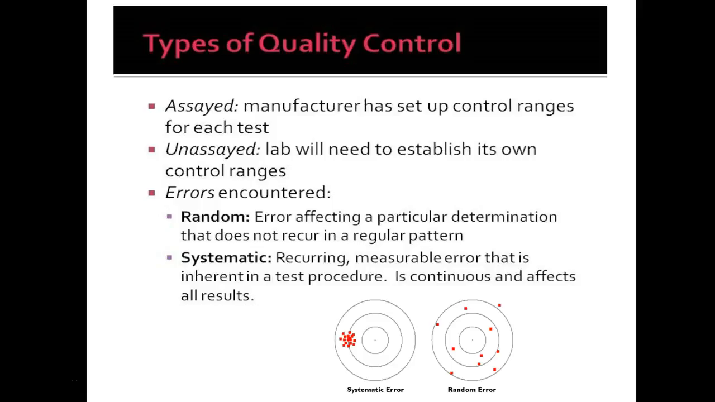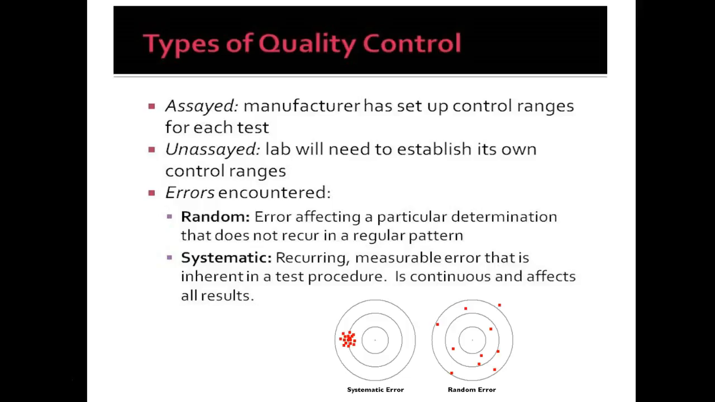All right, so we have two types of quality control. We have assayed and unassayed. The majority of labs use an assayed control that comes with control ranges that we can use. An unassayed control is where the lab needs to establish its own control ranges.